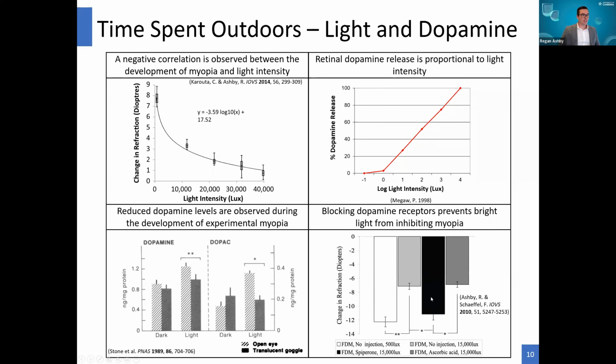But if we inject a drug that blocks dopamine's action within the eye, as shown here in the black bar, we completely abolish the ability of bright light to prevent the development of experimental myopia. So the animal models have clearly shown us that bright light and dopamine release are able to act as anti-myopic components.